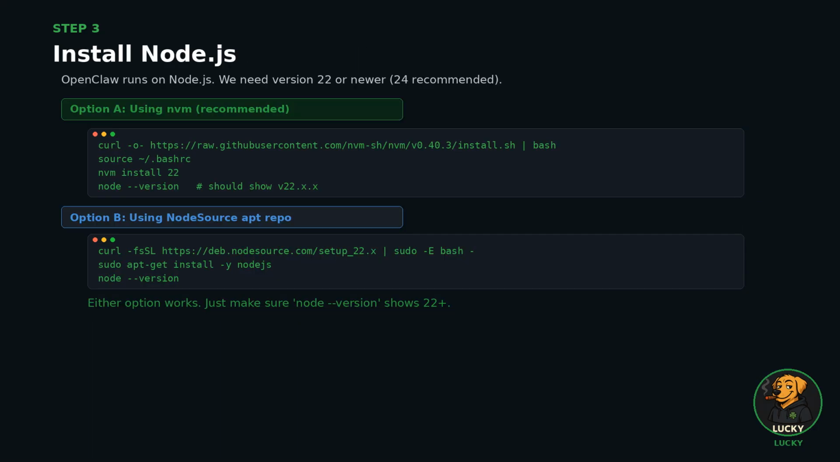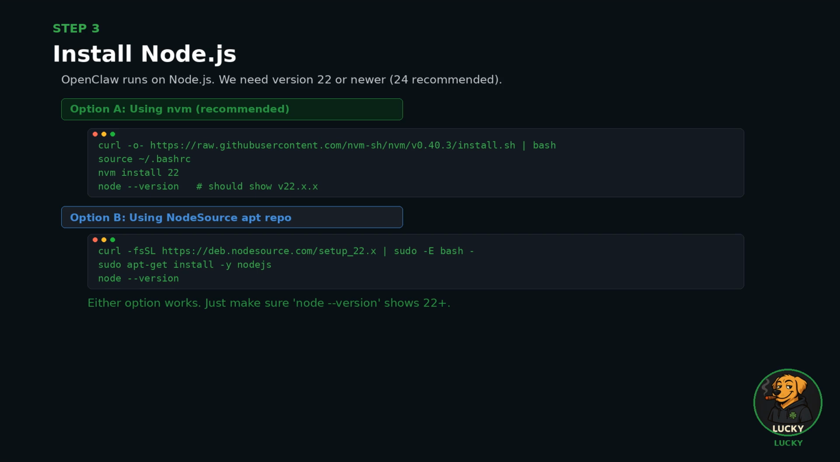Step 3. Install Node.js. OpenClaw runs on Node, and we need version 22 or newer. I'll give you 2 options. Option A is using NVM, which stands for Node Version Manager. This is what I recommend because it lets you easily switch Node versions later. Run curl -o- the NVM install script URL, pipe it to bash. Then run source ~/.bashrc to reload your terminal config. Then nvm install 22. Check it with node --version.